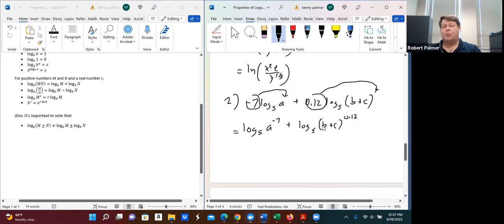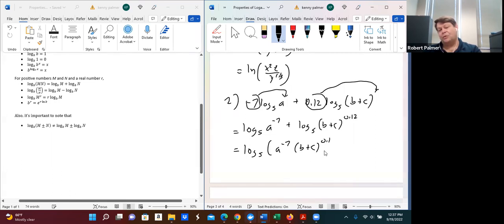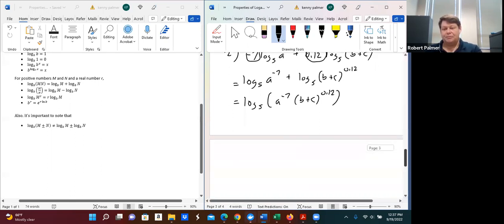Okay, so now they're both in the right form. So both just logs of something in the same base. Now I can combine them. So since it's plus, it means I'm going to multiply them together inside the logarithm. And so this will be log base 5 of a to the -7 times b plus c to the 0.12. And that's writing it as one logarithm. And once again, if you want to check, make sure you can expand it back out to what you started with.